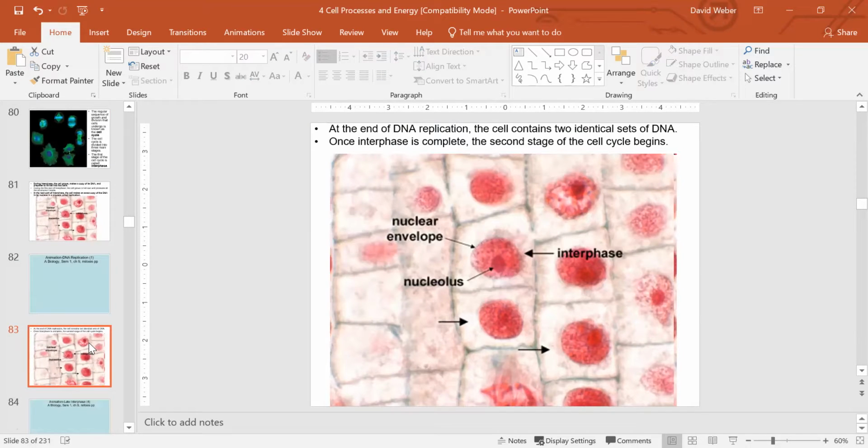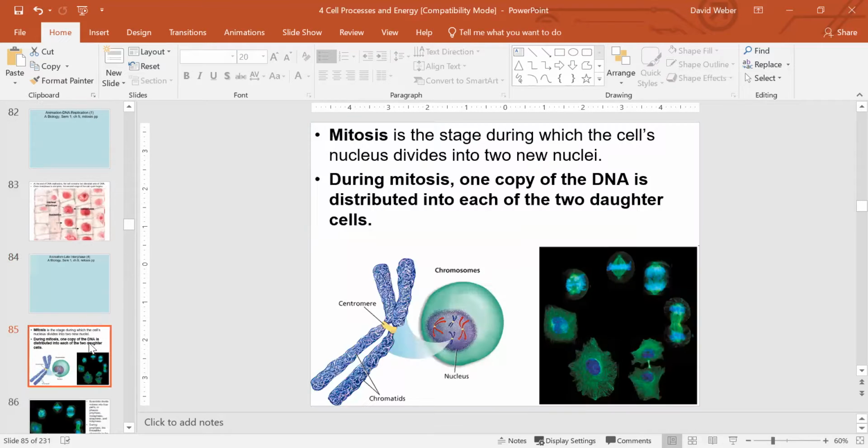At the end of the DNA replication, the cell contains 2 identical sets of the DNA. Well, guess what? It's going to split. Once interphase is complete, the second stage of the cell cycle begins. Mitosis is a stage during which the cell's nucleus divides into 2 new nuclei. So that's 2 nuclei in the center. Mitosis would be number 11. So that would be B.